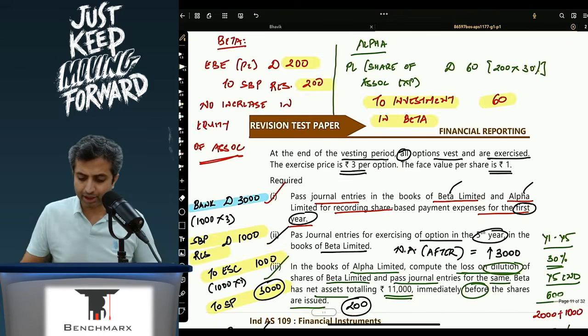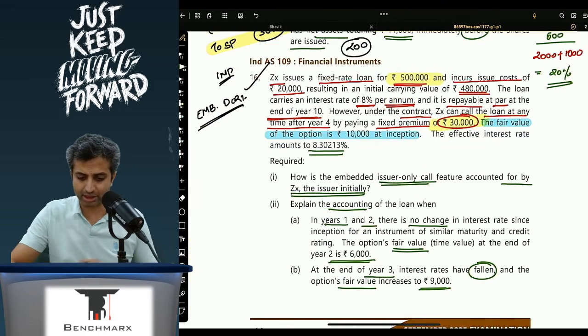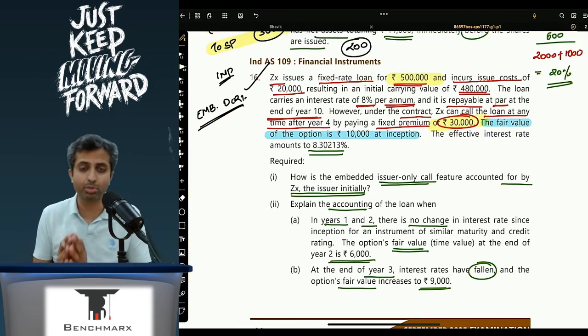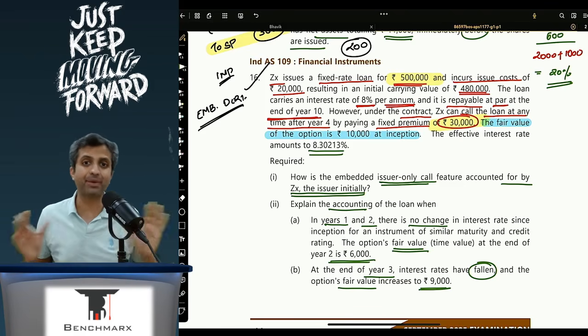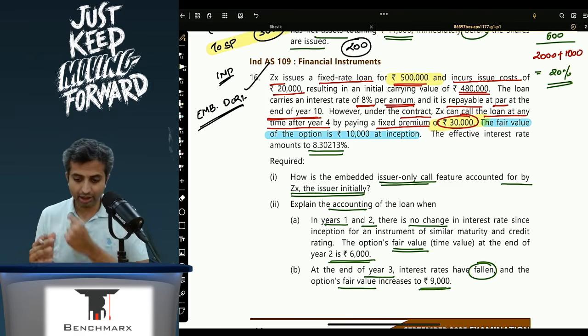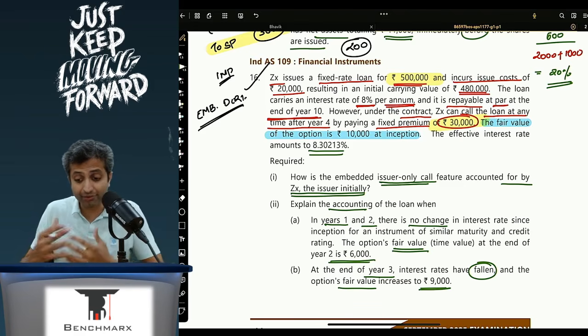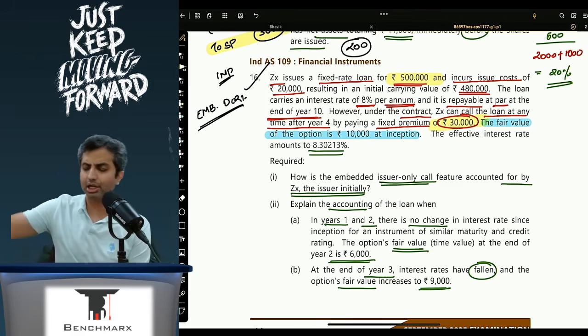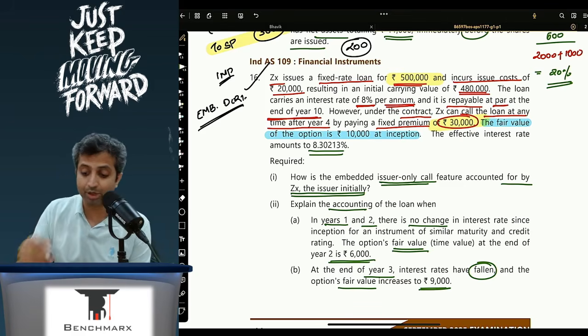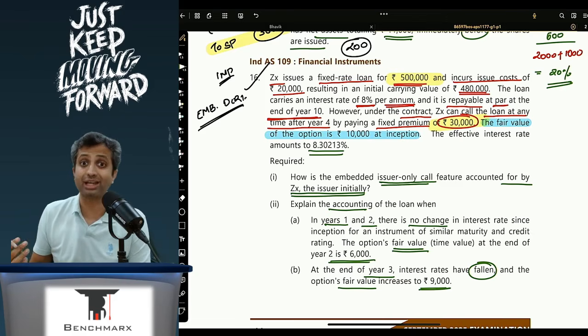Perfect. So over here, if you review this question and if we want to solve for this, we will first have to see whether the loan and the embedded derivative have to be separated or not. Now here there are various prepayment dates all the way from year 4 up to year 10. You can prepay anytime, but when you prepay you will have to pay 30,000 extra. That is, you will have to pay 5,30,000.